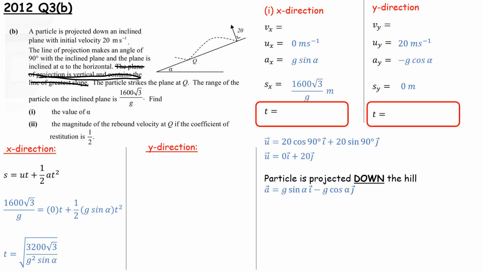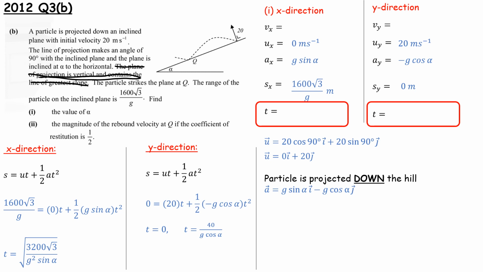In the y direction, I'm going to use s equals ut plus a half at squared as well. When I sub that in, I get a quadratic, but it's a t squared, a t, and a 0. So I'm going to use highest common factor, pull out my t. So I have two values: t equals 0 and t equals 40 over g cos alpha. We expect that because what we're asking in that y direction is when is the displacement in the y direction equal to 0, and they've given us two answers, at the start and at the end.